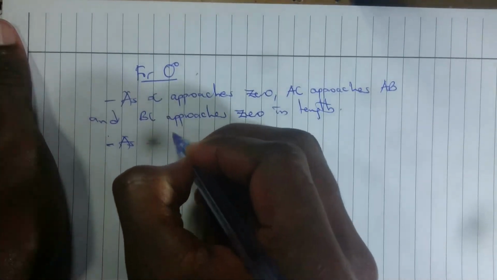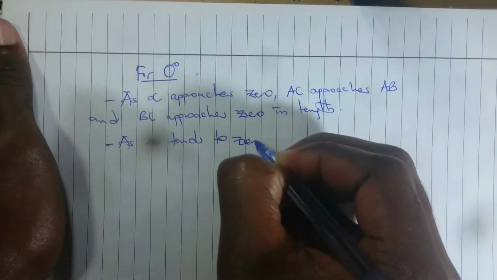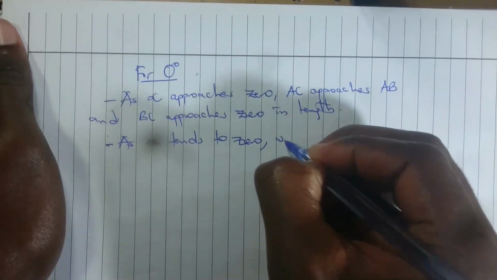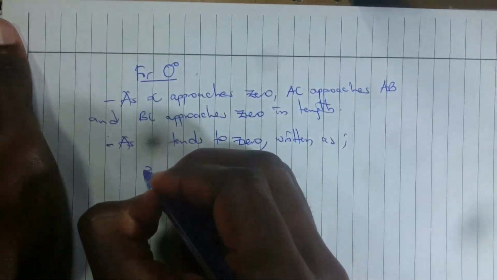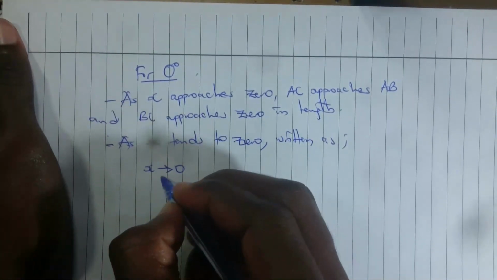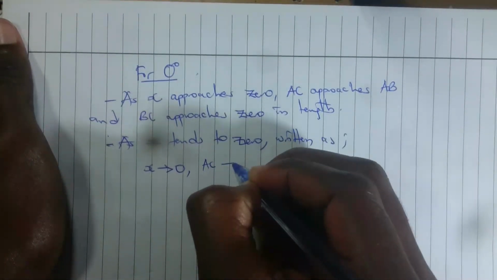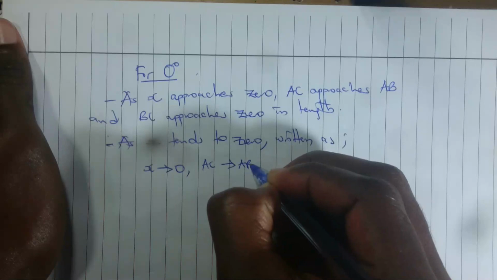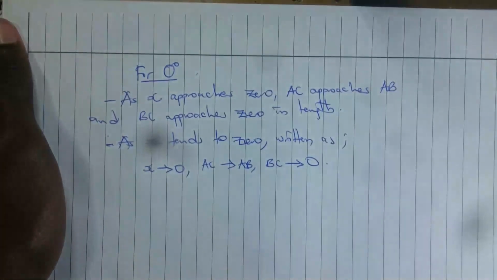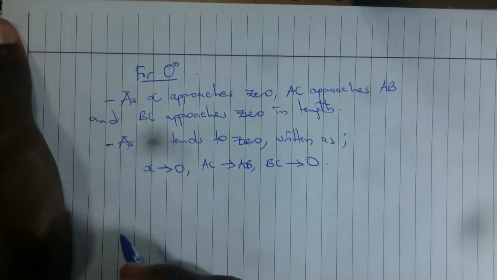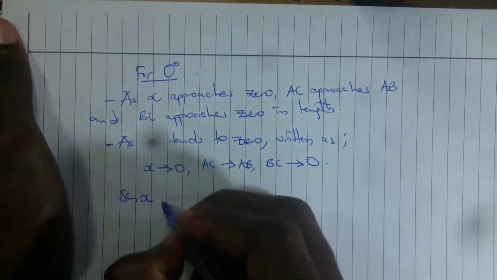As x tends to 0, which is written mathematically as x → 0, that arrow meaning tends, we'll have AC will tend to AB and BC will tend to 0. Okay, so now let's check for our sine of x.